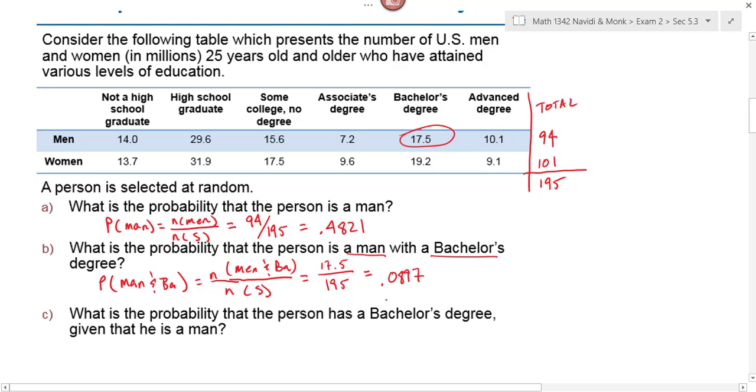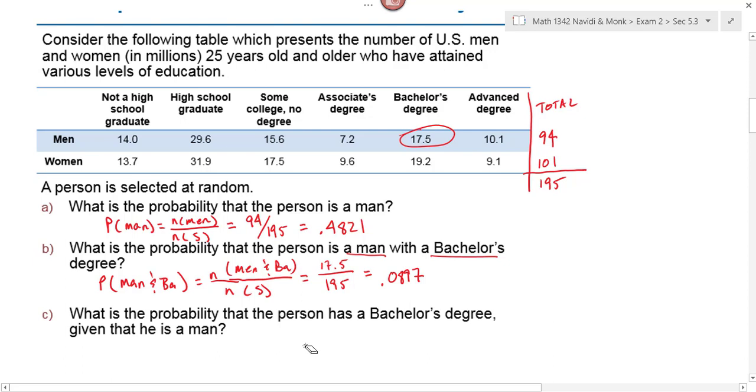0.0897. Why did you put man and bachelor's? Because it has to be a man with a bachelor's degree, so I need it to be both a man and have a bachelor's degree. Because this would be men with an associate's degree, men with some college or no degree, men with advanced degrees. Right? Yes, this is still the old stuff.